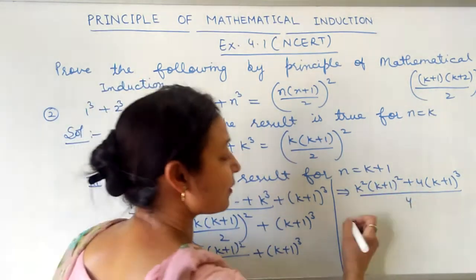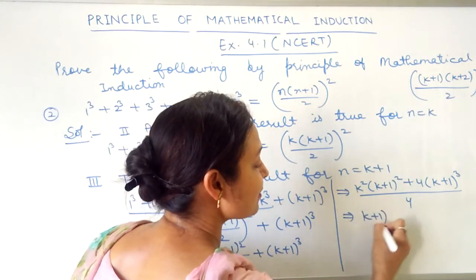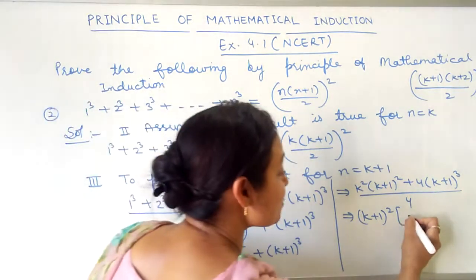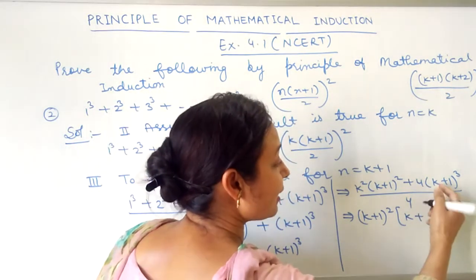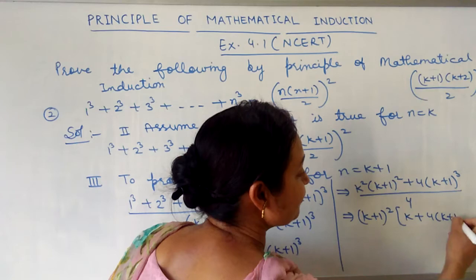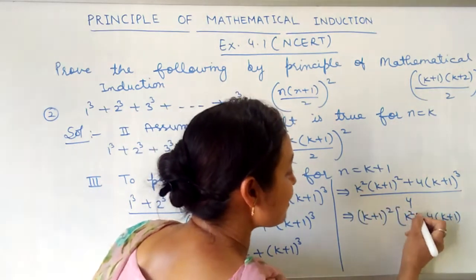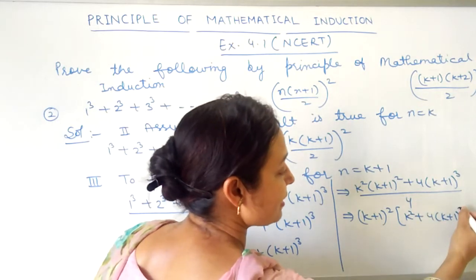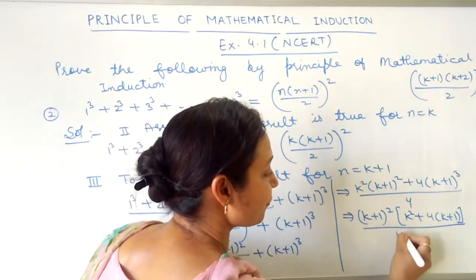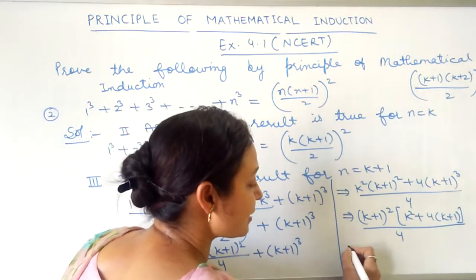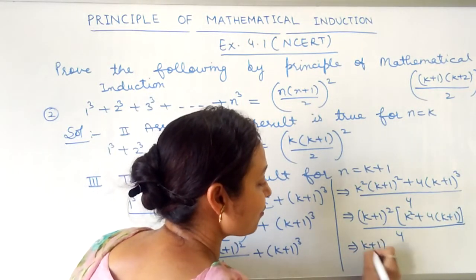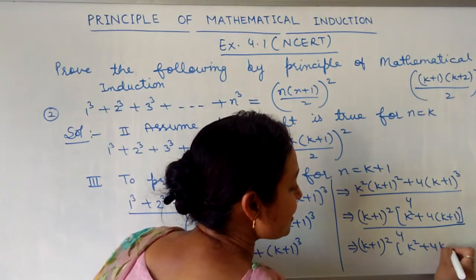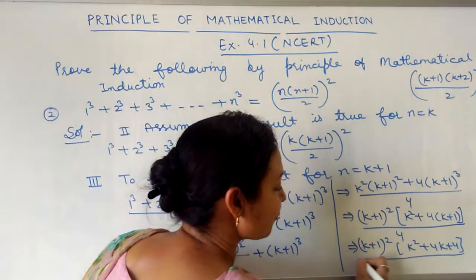Now I will take k plus 1 whole square common. When you take k plus 1 whole square common, it will equal k plus 1 whole square, and inside the bracket we have k square and 4 times k plus 1, divided by 4. Okay, now I will multiply 4 inside the bracket. We have k plus 1 whole square, then k square plus 4k plus 4, divided by 4.